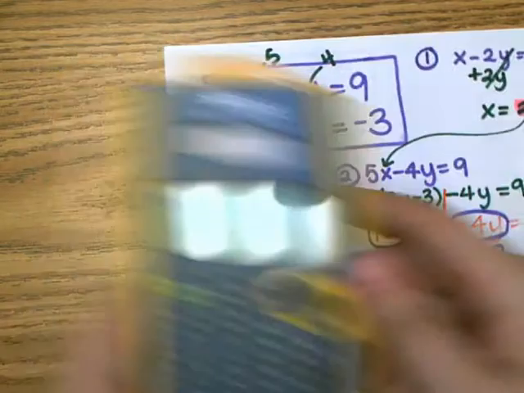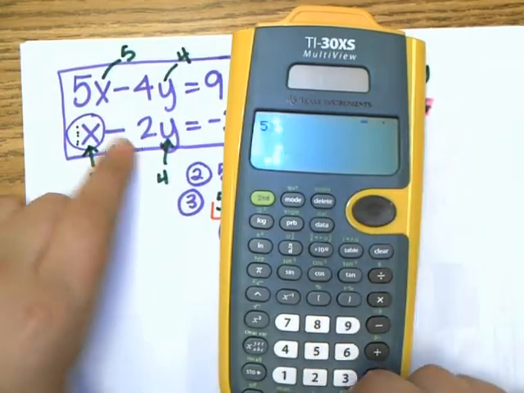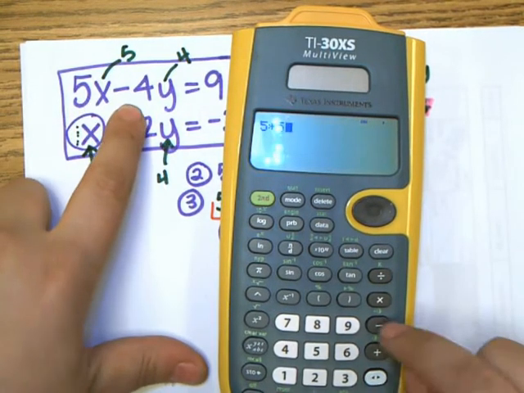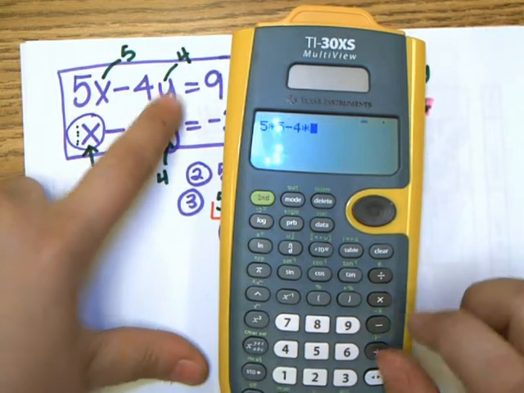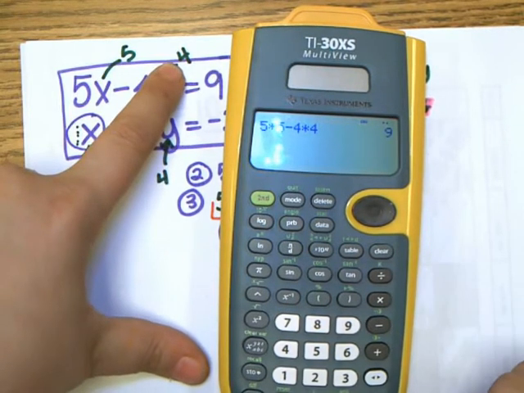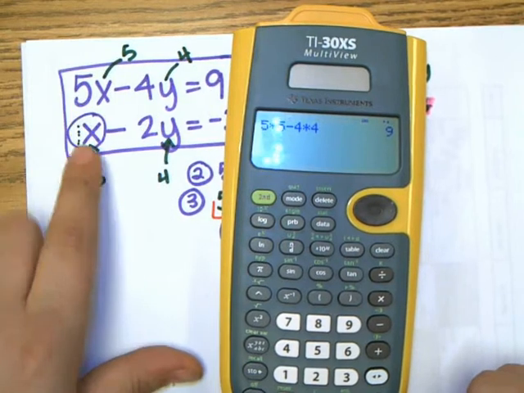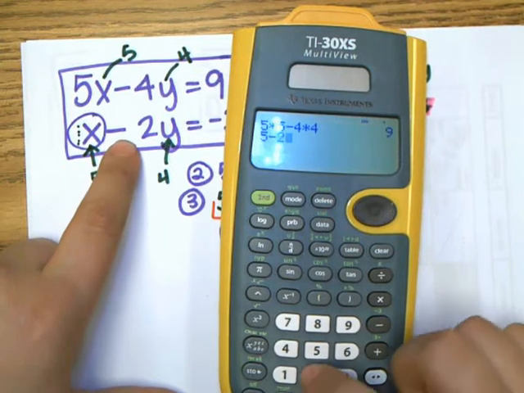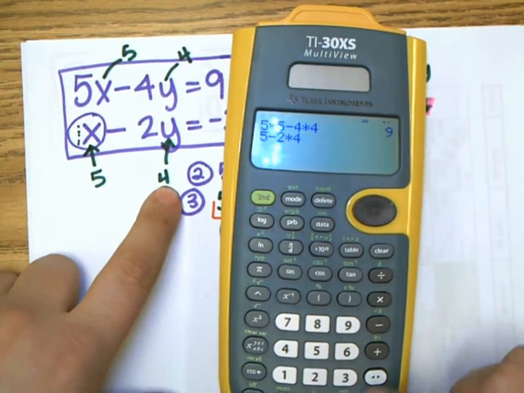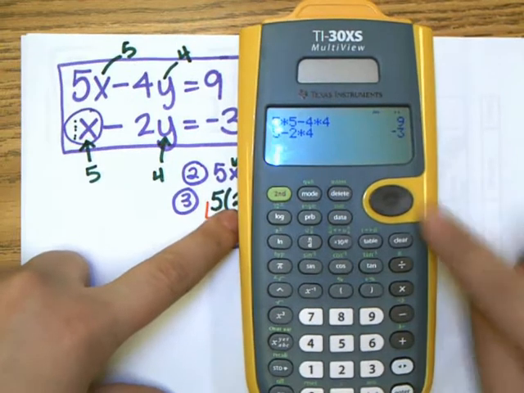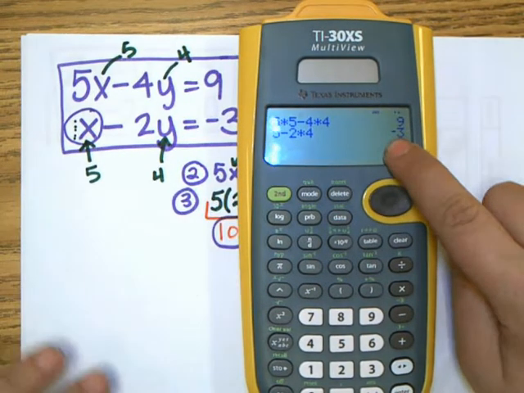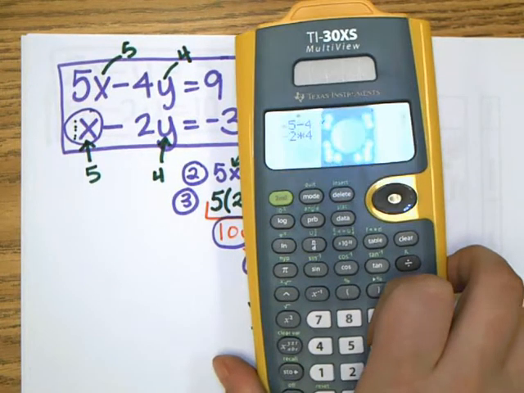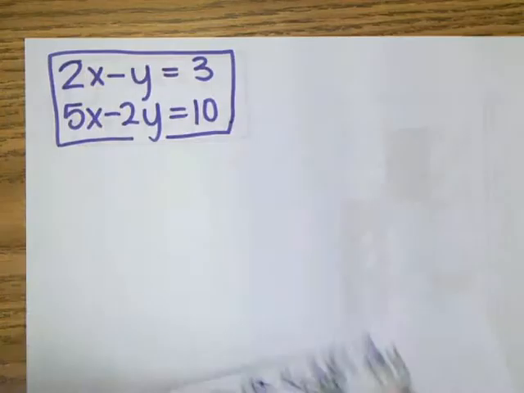Okay, and if we check this answer here with a calculator real quick, we have 5 times 5, and then minus 4 times 4 equals 9. So it works. Now we have to check the next one. So 5 minus 2 times 4, it equals. It worked. So that's the nice thing about solving systems, is we can always check our answer.